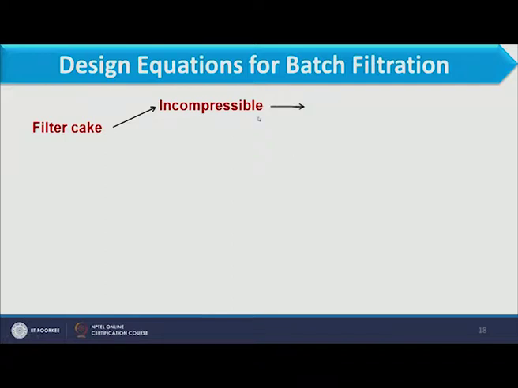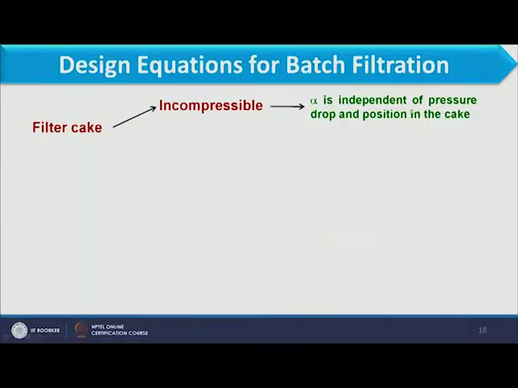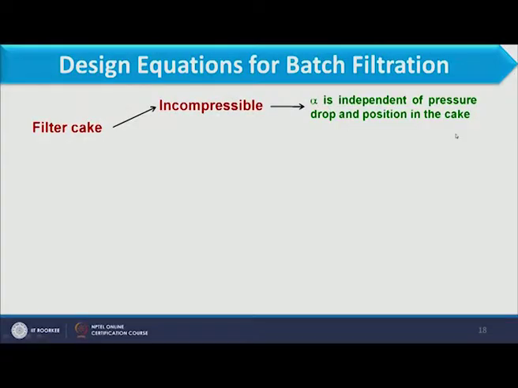You understand what is the meaning of incompressible, that whatever position it has taken over the bed, it will remain as it is. So whatever volume, whatever voidage is over there, that will remain as it is. So for incompressible, alpha is independent of the pressure drop and position in the cake, because when we deal with the pressure drop, the higher force will force the slurry to pass through, and therefore it compresses the bed also, it compresses the cake also.